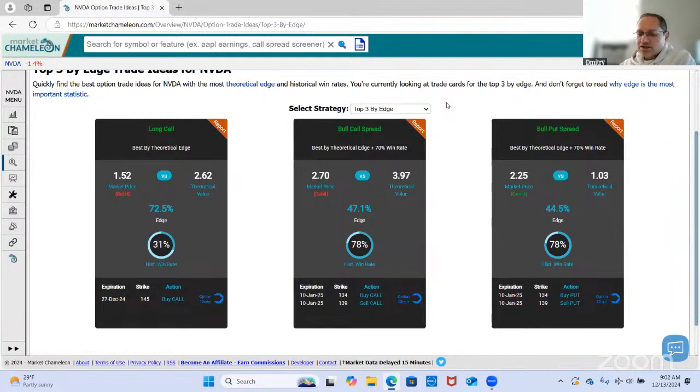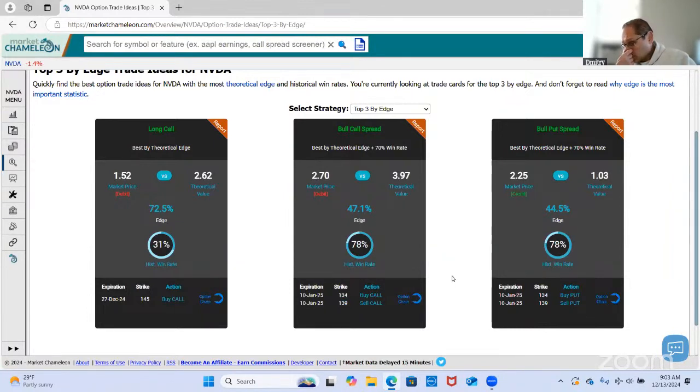Looking at these, there's a long call over here, a bull call spread, and a bull put spread. Let's look at the bull call spread for now. This is what it found. The strategy is in the January 10th expiration, as you can see here. It would be buying the 134 strike, selling the 139 strike. So a bull call spread is in the same expiration, two different strikes. You're buying the lower strike, selling the higher strike.